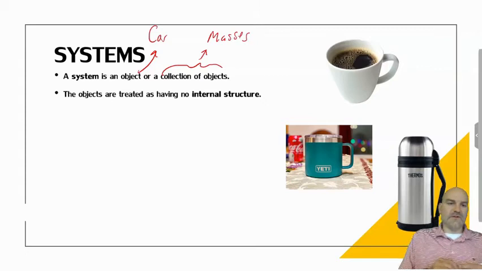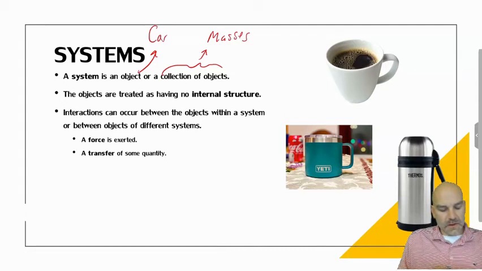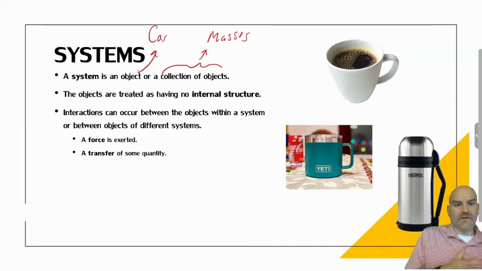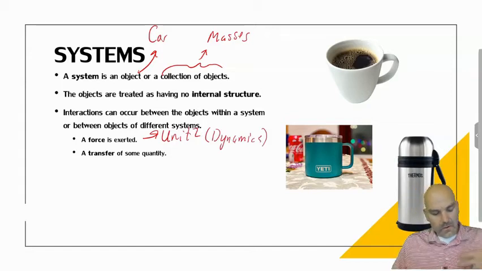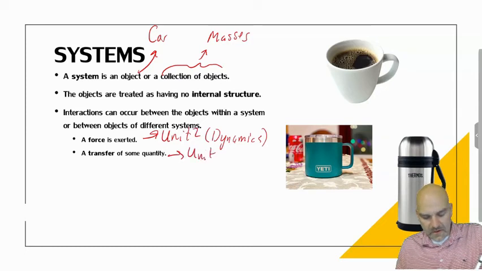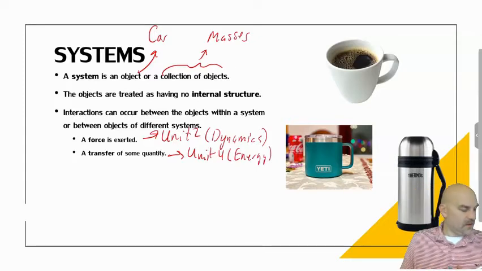The objects we're going to talk about are treated as having no internal structure. We're just going to say, hey, that's an object over there. We're not going to worry about what's happening inside. We're just looking at what's happening to that system. Interactions: there are two things you can do to a system. You can exert a force on the system, which was our Unit 2, or dynamics unit. Or you can transfer a quantity, and that's what we're going to focus on here in Unit 4. And what are we going to transfer? We're going to look at the transfer of energy.